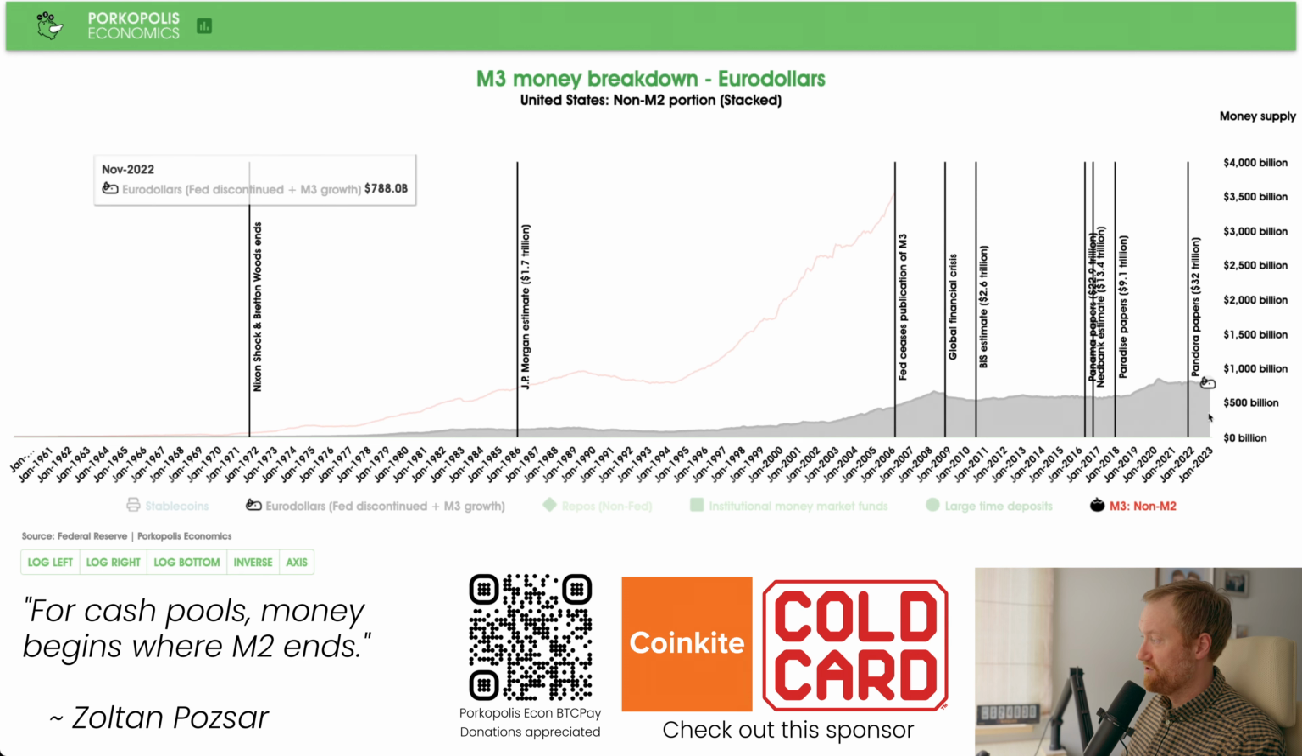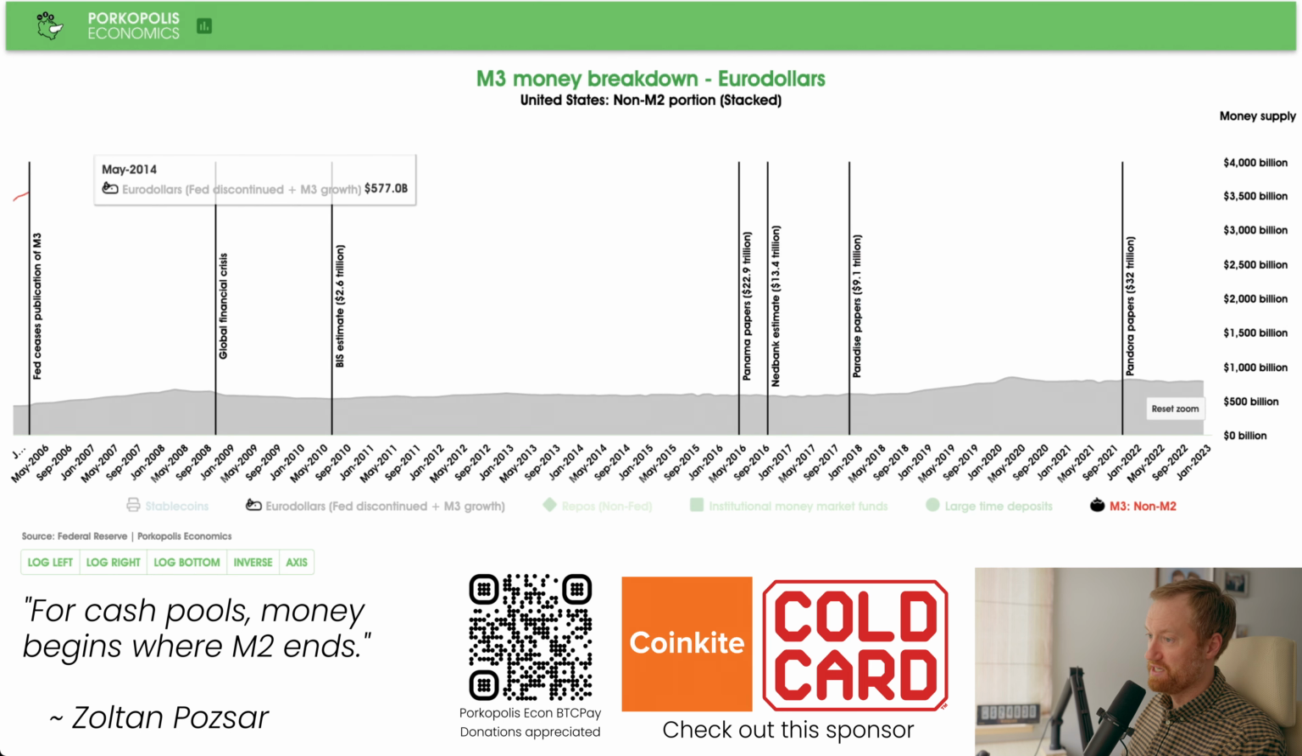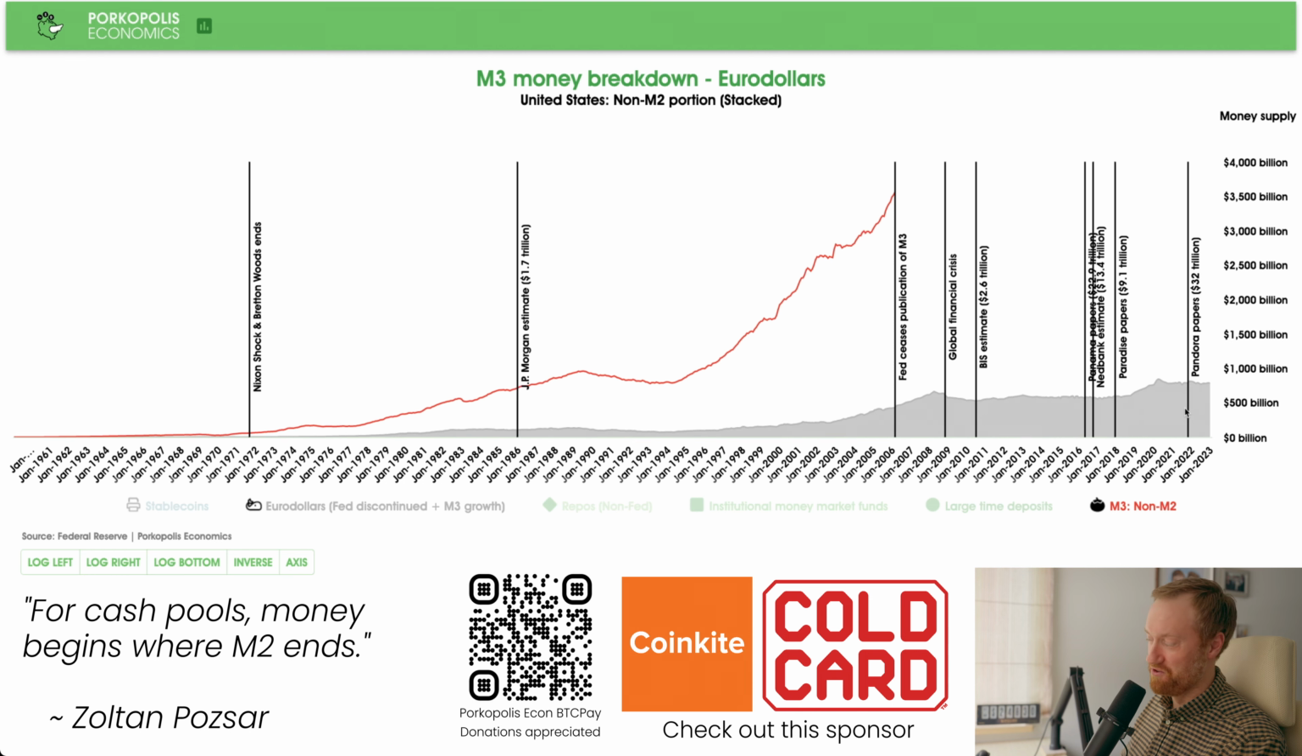So I have this very, very crude, very, very simple extrapolation of the Fed's $430 billion here in February 2006. The trend is probably right, but $780 billion today, that's way, way low for the eurodollar. Nonetheless, I'm going to leave that for now. This is going to be our new M3 constructed money supply for now, until we can get better data.